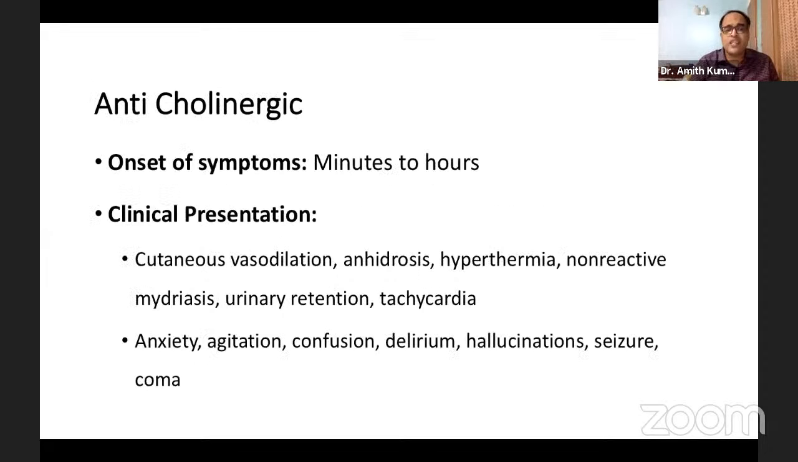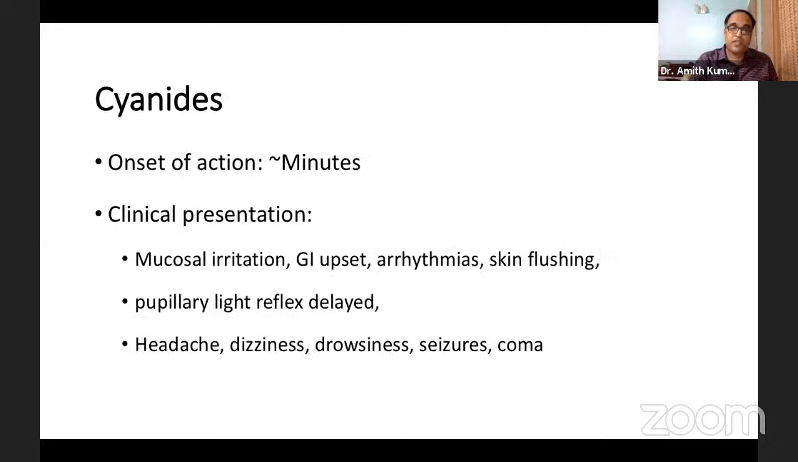Now, anticholinergics: the onset of symptoms will be in minutes to hours, and the clinical presentation will usually be cutaneous vasodilation, anhidrosis, hypothermia, non-reactive mydriasis, urinary retention, and tachycardia. It will result in anxiety, agitation, confusion, delirium, hallucinations, seizure, and coma. Now, cyanides usually have onset in minutes. The clinical presentations include mucosal irritation, GI upset, arrhythmia, skin flushing. The pupillary light reflex will be delayed, and the patient may have headache, dizziness, drowsiness, seizures, and coma.